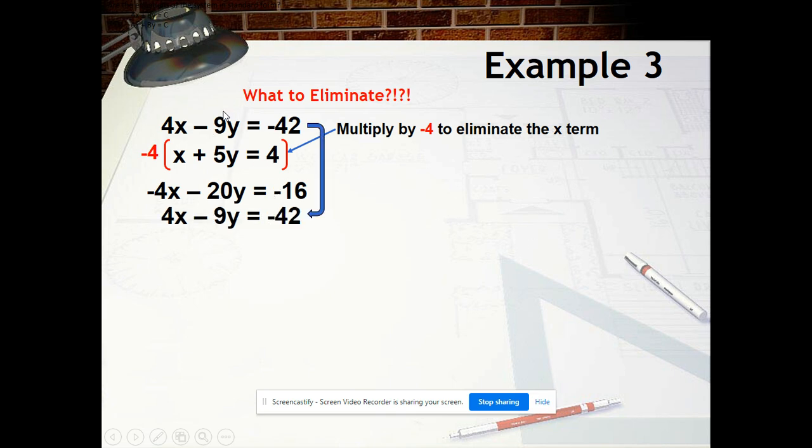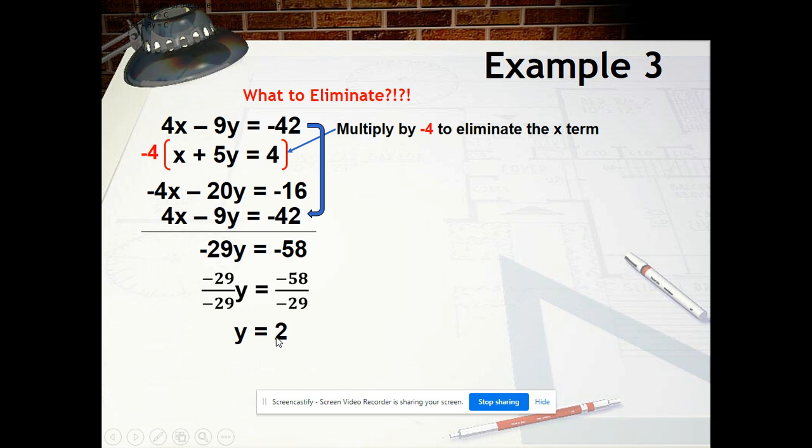And then we put the top one right under it, making sure they are aligned. Then now we can add them. So if you add negative 4x plus 4x, that gives us 0, which eliminates your x. And negative 20 plus negative 9 is negative 29y. Negative 16 plus negative 42 is negative 58. Let us solve for y. Divide both sides by negative 29, and your y is equal to 2.